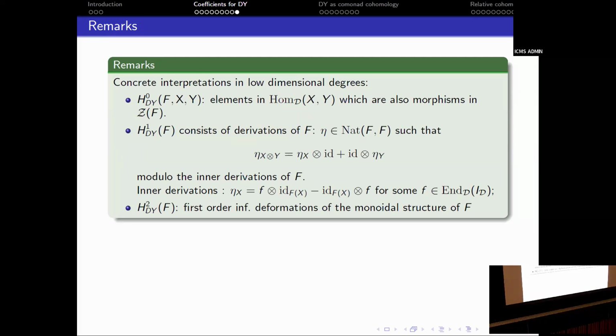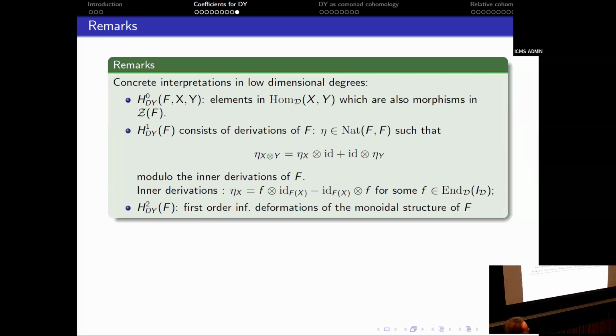H1 of F gives natural transformations which are compatible with the monoidal structure, modulo some notion of inner derivations, which can be read off from the complex. And H2, the second cohomology, gives first order infinitesimal deformations of the monoidal structure.